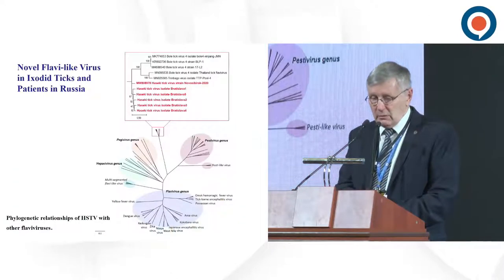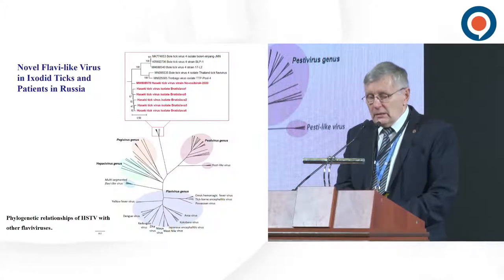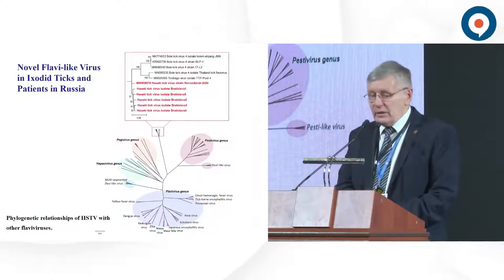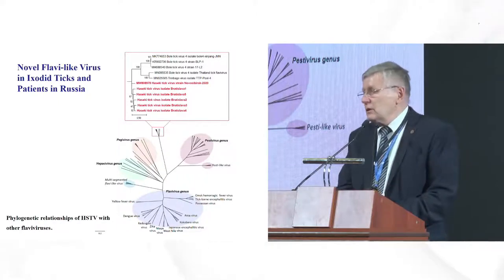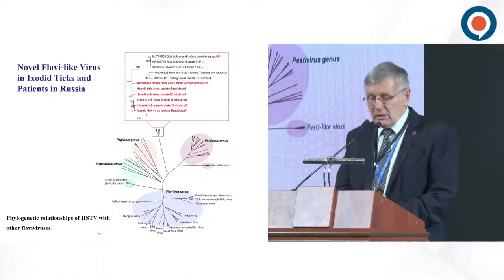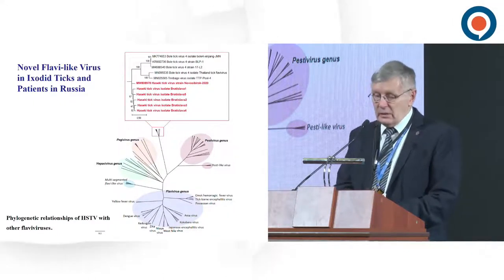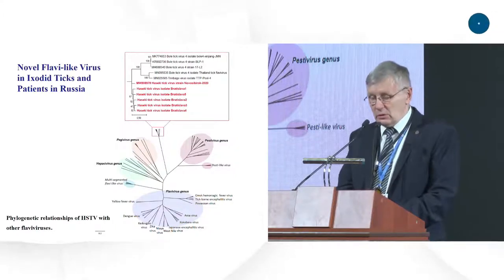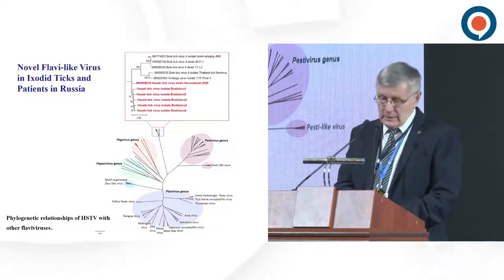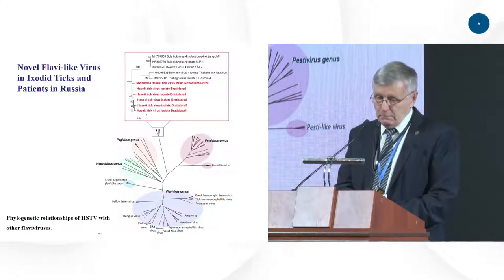So it all allowed us to catch the sequence of this virus and to proceed with the phylogenetic analysis. Here you can see the phylogenetic tree of the flaviviruses. This is a round dendrogram, and at the very upper part of the slide you can see the description of all this.